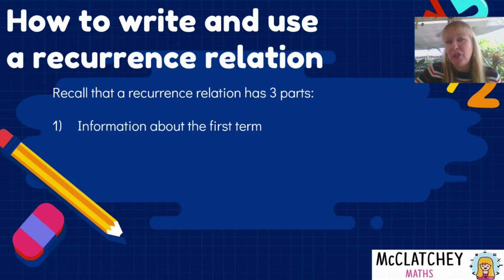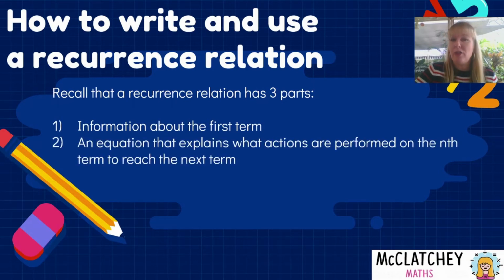We've got information about what that first term, T1, is. We've also got an equation. And when I say 3 parts, every equation has 2 sides. There's an equal sign that separates the 2 sides. And that equation explains to us what actions are being performed on the nth term to reach the term after that, which is term n plus 1.